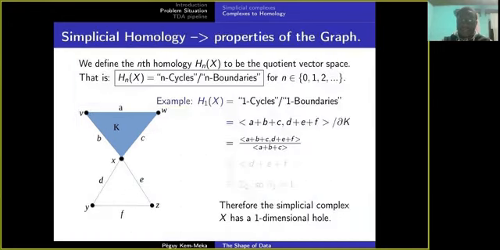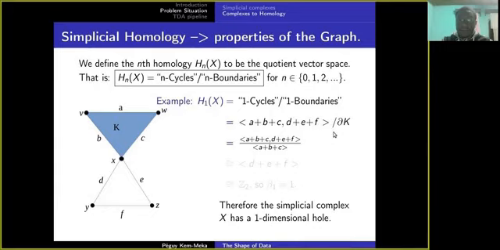Having the simplicial complex, I can now compute the n-homology, which corresponds to the n-cycles divided by the n-boundaries. For example, the 1-homology is the 1-cycles divided by the 1-boundaries. Cycles here are in the sense of graph theory. So the 1-cycles here are A plus B plus C. That's why I have this. And D plus E plus F. That's why I have this second cycle.